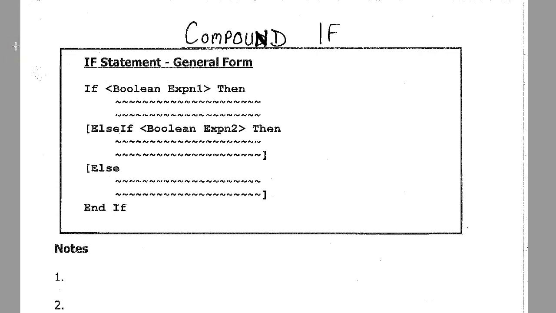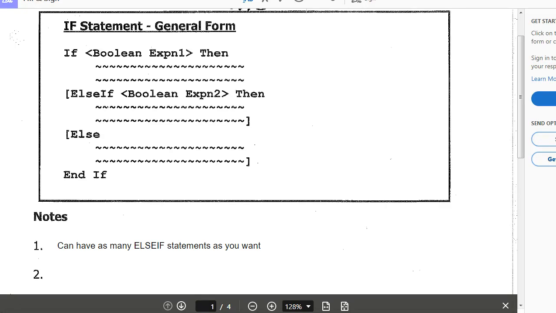Last time in class we learned about the compound if. This is where you have an if statement that is paired up with an else if statement that is also paired up with possibly an else statement and finishes off with end if. And notice how they're all at the same indentation. You may remember that you can have as many else if statements as you want, and only the first condition that is true gets executed.